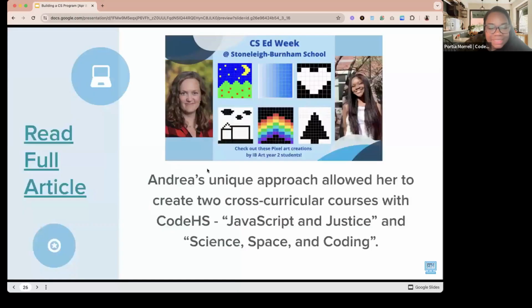And then last but not least, we have Andrea, who's on the left, who created 2 cross-curricular courses. She created a JavaScript and Justice course and a Science, Space, and Coding course using CodeHS curriculum, as well as creating her own inside of CodeHS. I just try to highlight something on a district level, a teacher level, and a student level that uses or has used CodeHS in different ways.